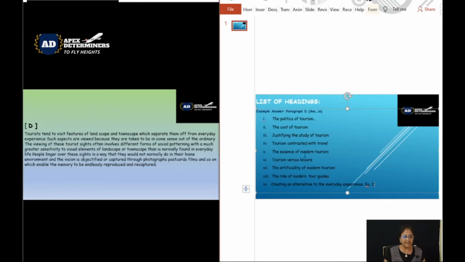Now for elimination or deleting, how do we go about it? You have to read the heading and logically think, will there be a paragraph based on this heading? And if you think there will not be a paragraph based on that, immediately you put a cross mark for that. Okay, so let's go with the first one.